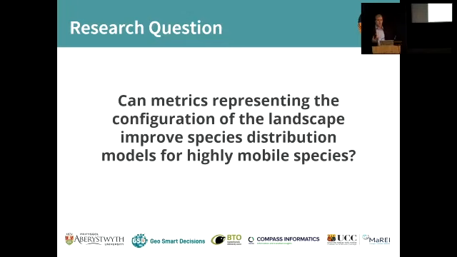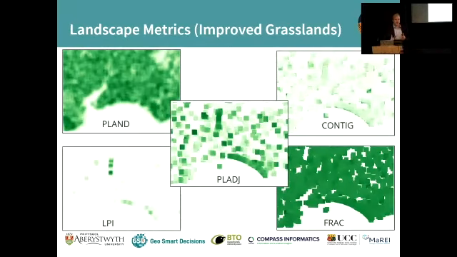So the question we've been asking for the case study, feeding in the movement data that we've collected and the habitat data that Walter captured, is whether we can apply a species distribution modeling approach at a very fine scale resolution, asking: can metrics representing the spatial configuration of the landscape improve species distribution models? Now, what do I mean by landscape metrics?